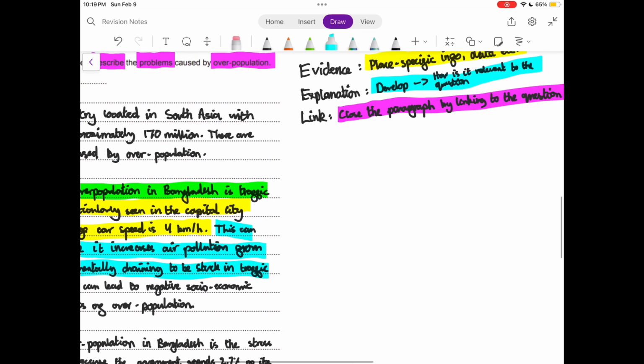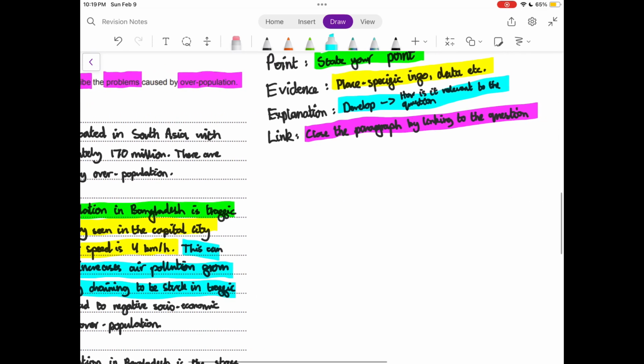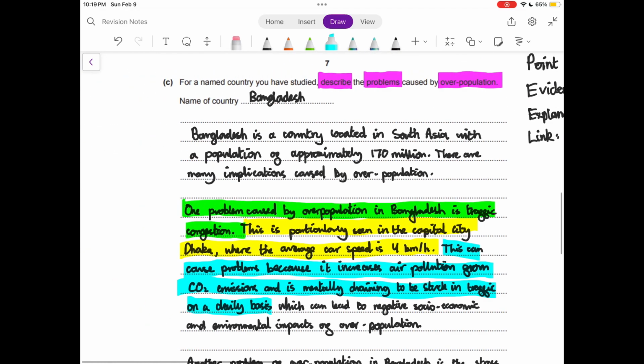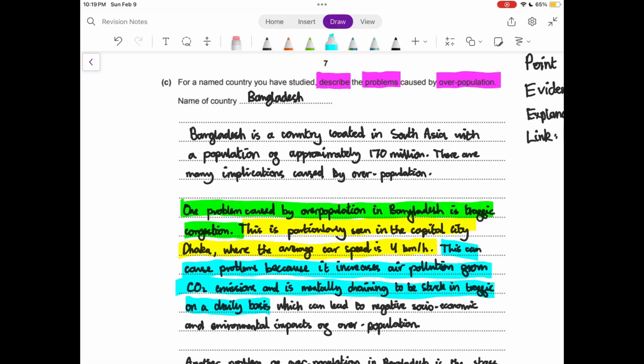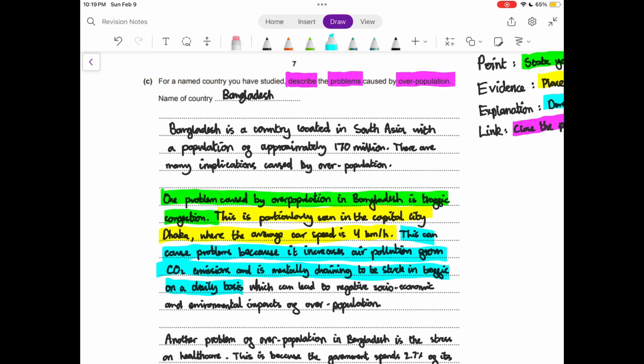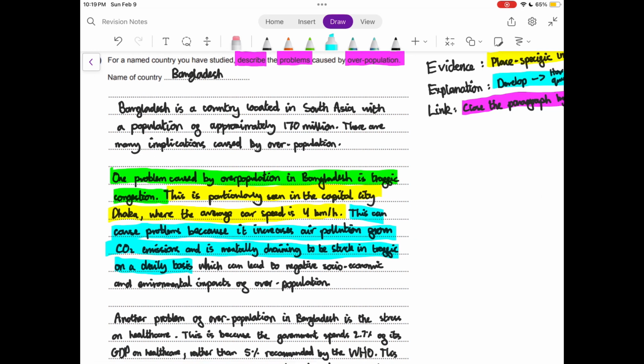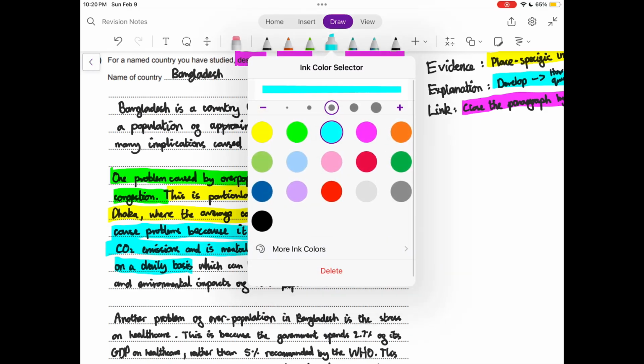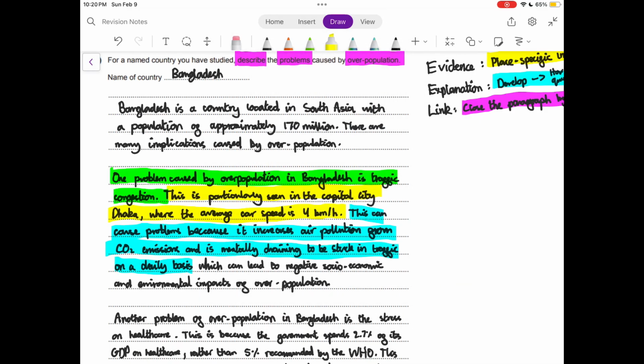And then the last and probably the easiest one in my opinion is link. So you would want to close the paragraph by linking it to the question. So the question here is, it's not really a question, it's just a statement: describe the problems caused by overpopulation. So I said here, which can lead to negative social, economic, and environmental impacts of overpopulation. So you're just rephrasing the statement, or you can just directly copy it down. It just shows the examiner that you know what you're talking about, and you're not just waffling on something really random. So I'm gonna highlight this in pink.